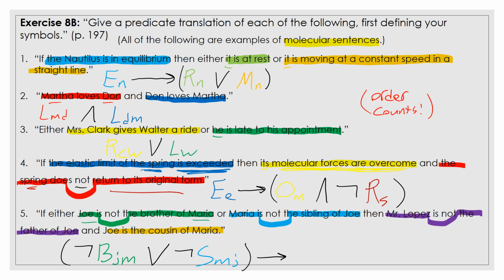Mr. Lopez is not the father of Joe, so the negation. Father of is the predicate. Mr. Lopez, we'll give that a lowercase l. Joe, give that lowercase j. We have a conjunction, an and statement. Joe is the cousin of Maria, cousin of, so capital C for the predicate. 2 individuals there. Lowercase j for Joe, lowercase m for Maria. And that is our consequent.